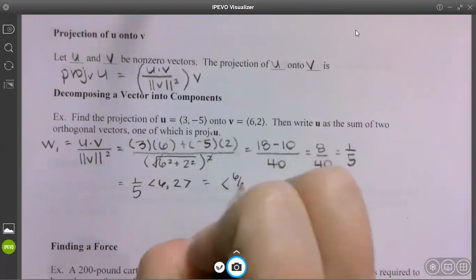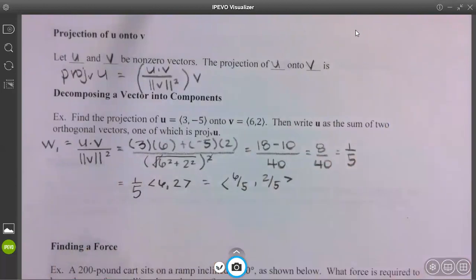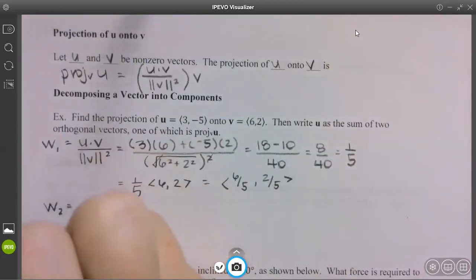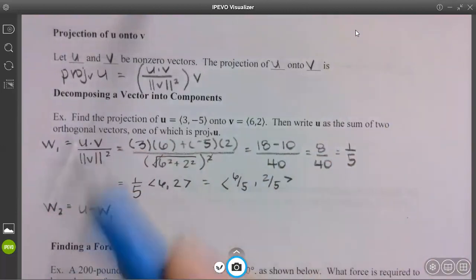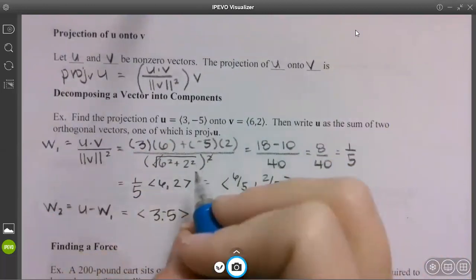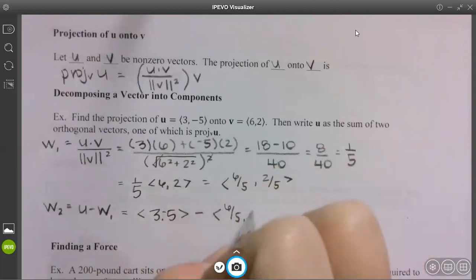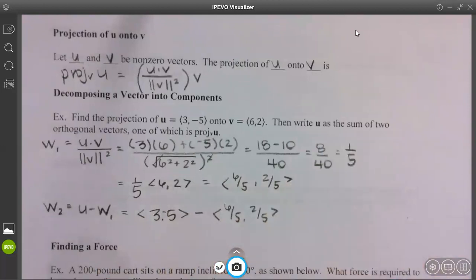And we get 6/5, 2/5. So that's your W1. Now we need to find our W2, which is U minus W1. So our U was 3, -5, minus our W1, 6/5 and 2/5.